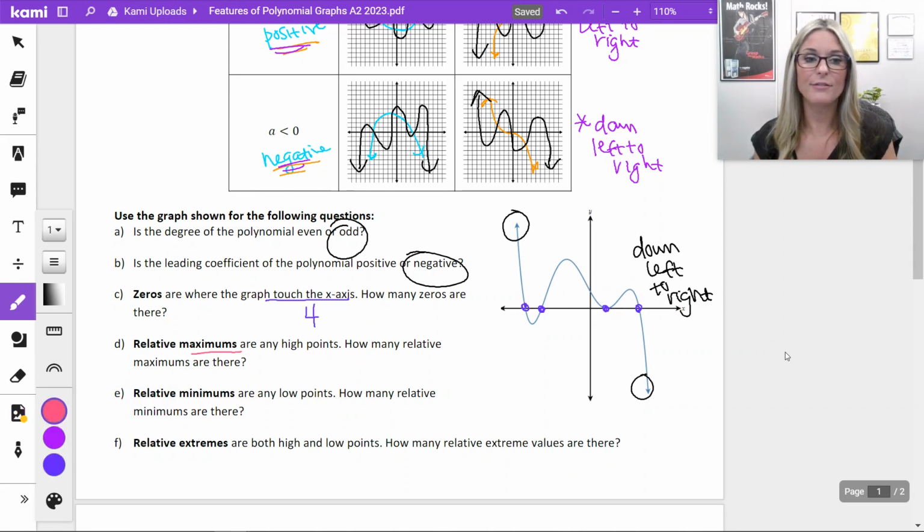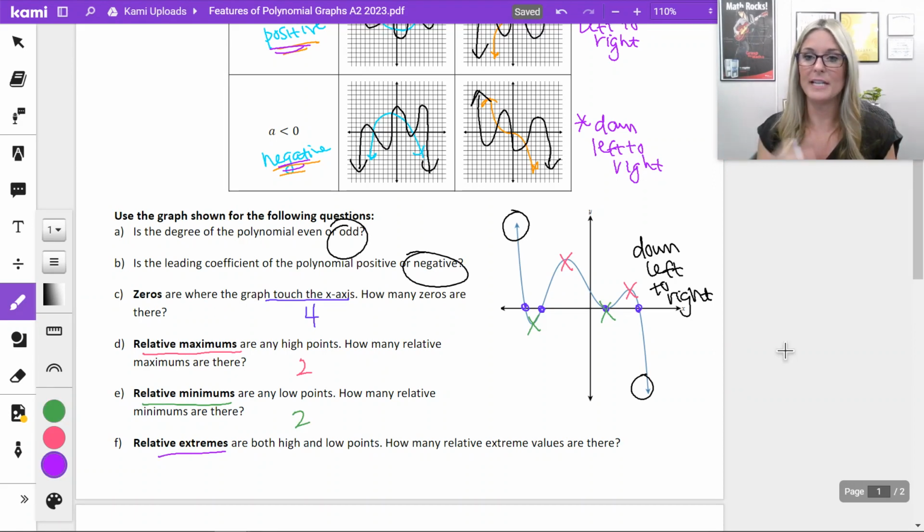D, relative maximums are any high points, and that is relative to the points around them. So if you've got a point and the two next to them are both lower, that's a relative maximum, not extreme maximum. We'll talk about that in a second. So how many relative maximums are there? There's a high point here and a high point here. There are two relative maximums. Relative minimums, same concept. Low places where its neighbors are higher. We've got a low place here, 1 and 2.